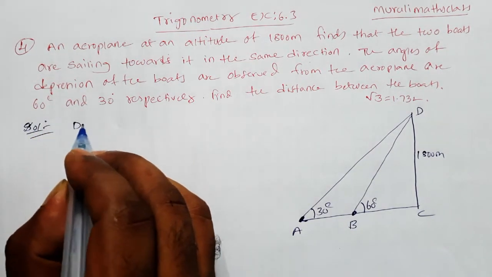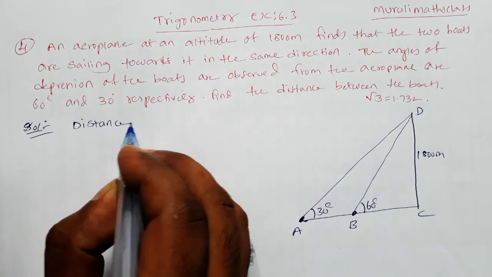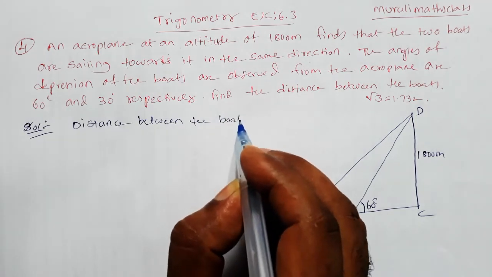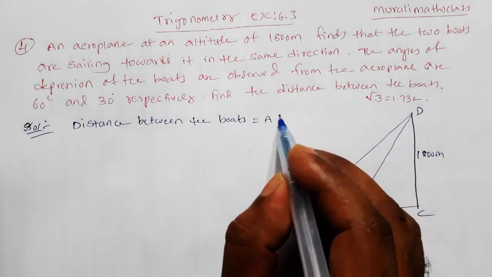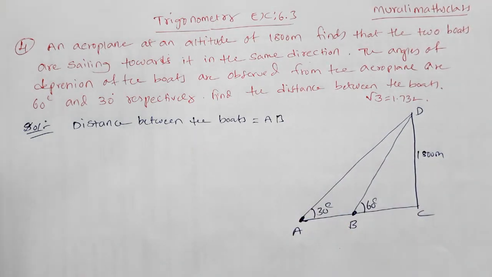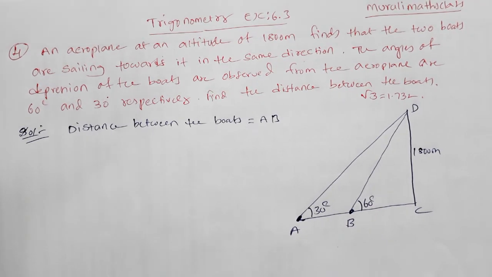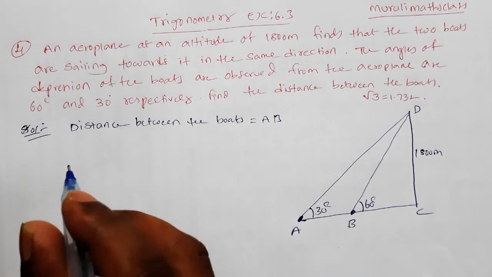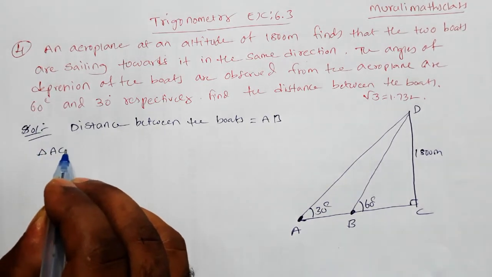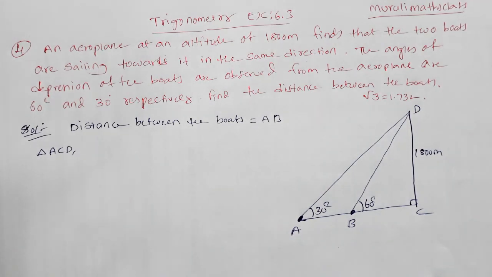So the distance between the boats equals AB. This answer AB is the distance between the two boats. So the AB answer we have to find out. We have two triangles and two angles. We will take them and solve this. First you take triangle ACD, 90 degrees. Triangle ACD.